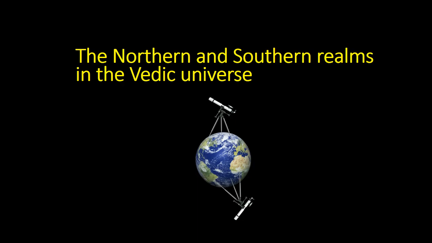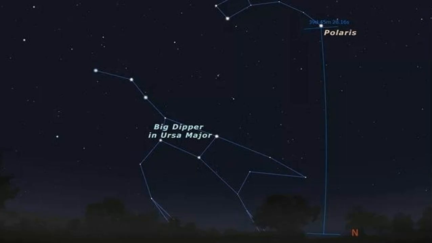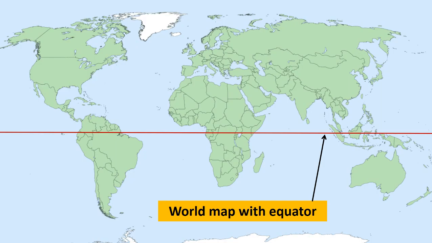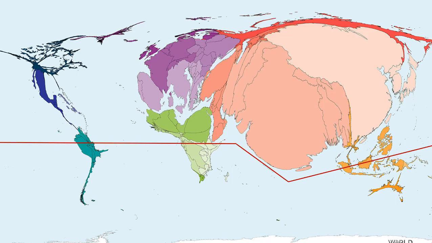The northern and southern realms in the Vedic universe. The Bhagavatam focuses on the stars as seen from the northern hemisphere. It's worth noting, I think, that the vast majority of the population of the ancient world lived north of the equator. Now this map shows the countryside in proportion with the population from around 2,000 years ago. Even today, the Earth is northern hemisphere dominated.